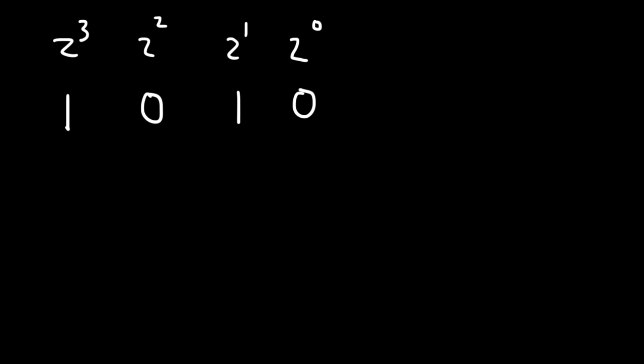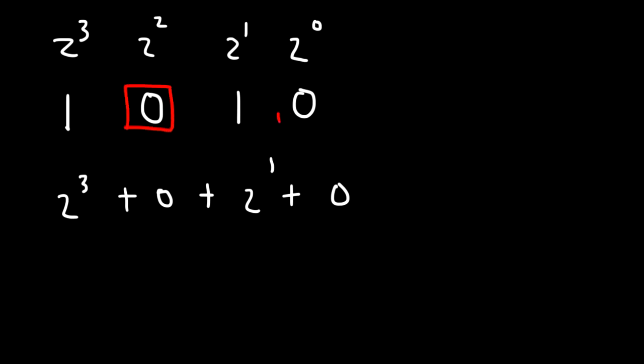So 1 times 2 to the third power is equal to 2 to the third power. And then if we multiply 2 squared by 0, that's going to give us 0. And we're going to add these values. And then it's going to be 1 times 2 to the first power, which is just 2 to the first power. And then 0 times 2 to the 0 is 0. So everywhere you see a 0, you could ignore it. So we only need to focus on the numbers that contain a 1.